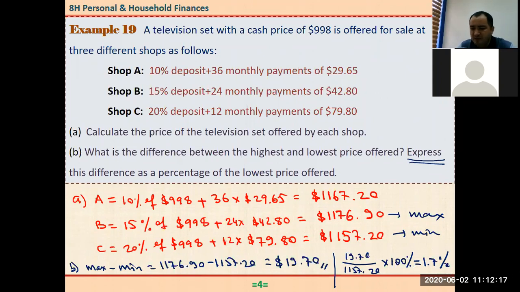Okay, so that means that the maximum is only this much bigger than the minimum price. As I say here, it's not a big deal. That means it doesn't matter whether you buy this from this shop or here or here. If it were like 5%, 10%, then you would have to consider this. Since the difference is only 1.7% of the lowest price, they don't differ much from each other. Okay, this is example 19.